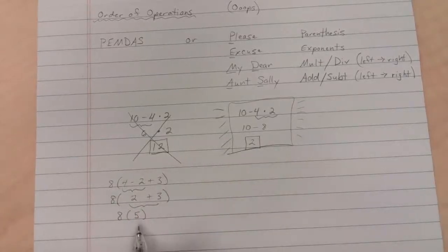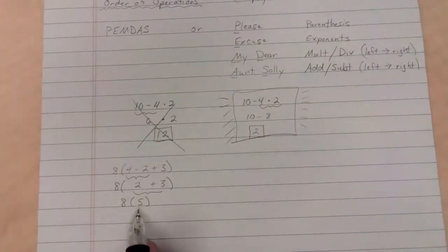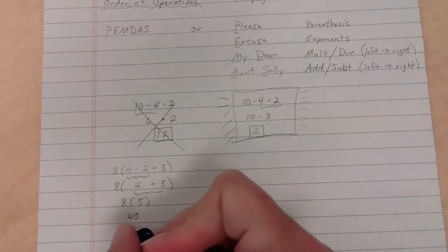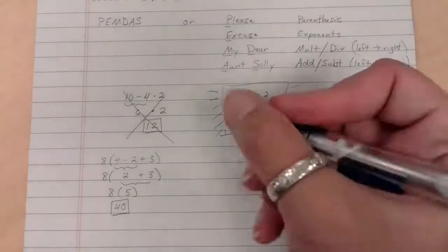Now notice I did still write the parentheses here, but can I really simplify 5? No, 5 is already simple, so I've taken care of the parentheses. So now I'm going down my list and looking for what should come next. I see 8 times 5, it's the only operation I see left. 8 times 5 is 40, and 40 is my answer. All right, let's go with one more example.